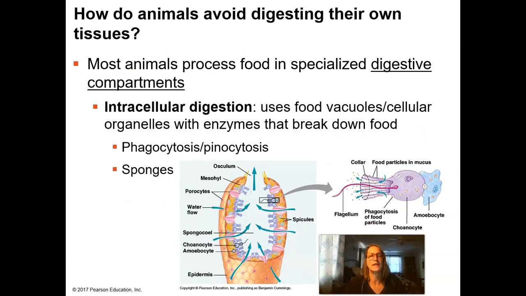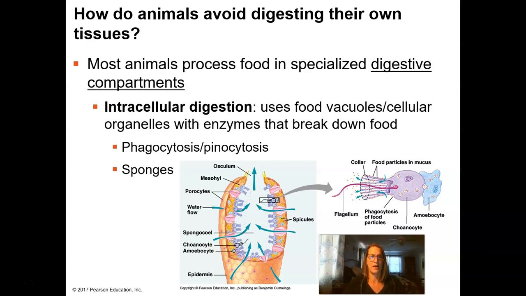So you might be wondering, how do animals avoid digesting their own tissues? Because you've got all these digestive enzymes that are being exposed to the animal tissues. How do the animal tissues survive? Well, in most cases, any type of chemical digestion is going to be occurring in specialized digestive compartments. And these digestive compartments are adapted in a way to avoid deconstruction from the enzymes that would digest your food.